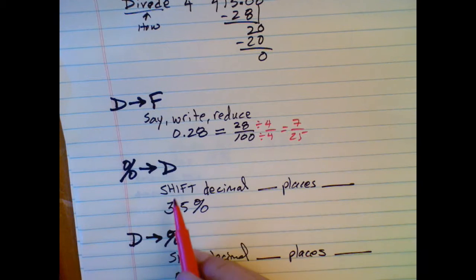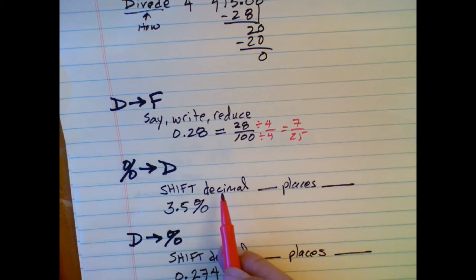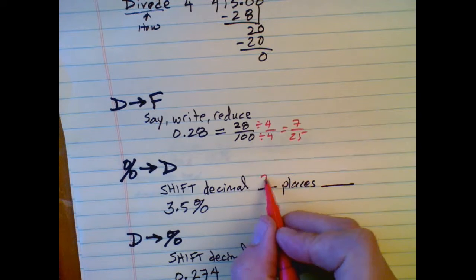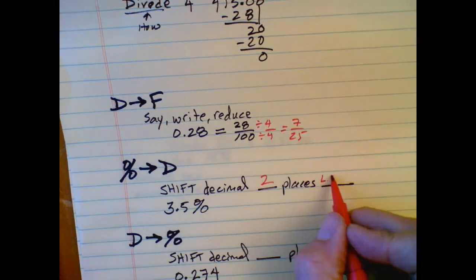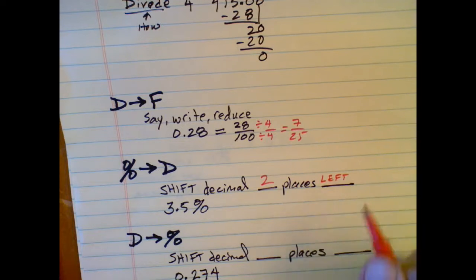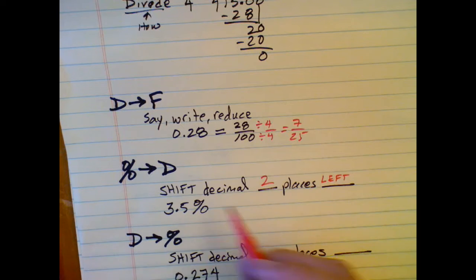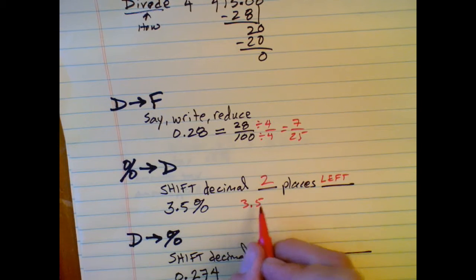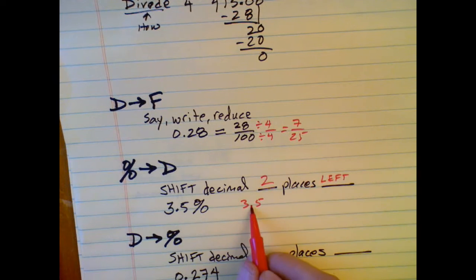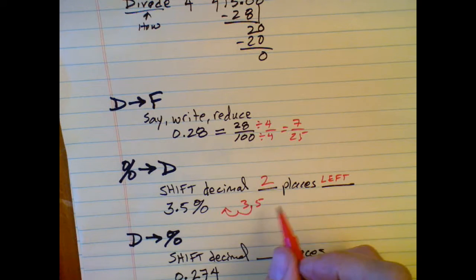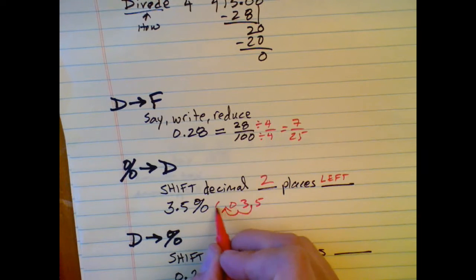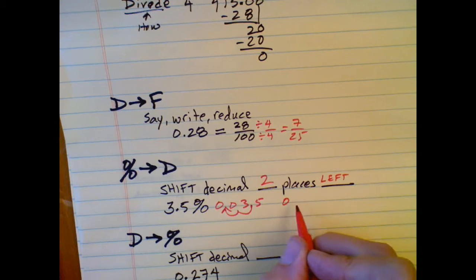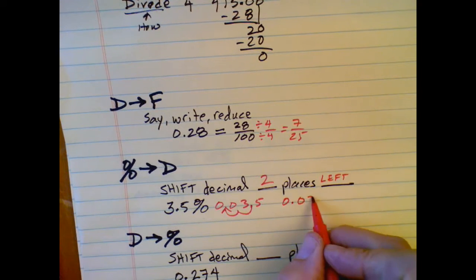If I want to go between a percent and a decimal, all I need to do is shift the decimal 2 places to the left. That's the same as dividing by 100. So I have 3, the decimal point, 5. I'm going to go over 2 places, 1, 2. When I do that, I'll put in a 0 here and a 0 here. I have 0, 0, 3, 5.